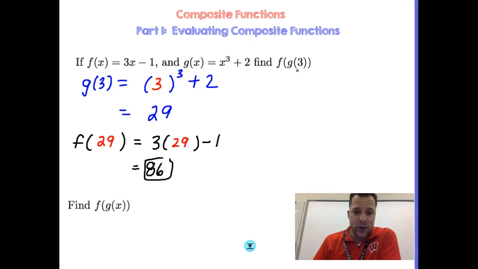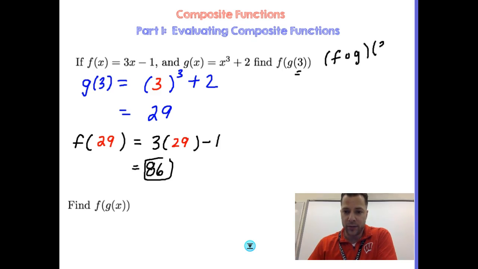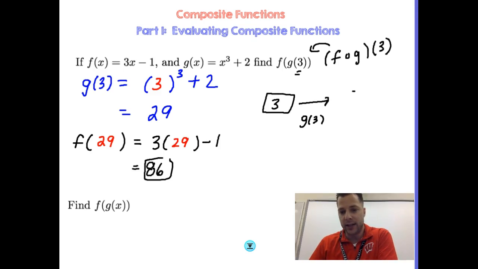So notice that's when you have a value. It also could look like this: you could have f of g of 3. So that's a specific answer. What we did here is we plugged in 3. 3 went into our function g, so we had g of 3, right? We get this nice answer of 29, and that answer gets plugged into f. And we got 86. So that was f of g of 3, essentially.